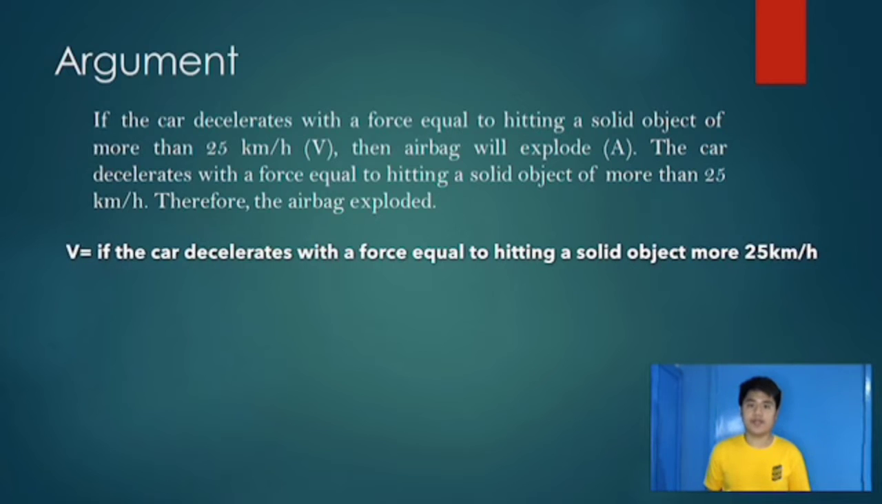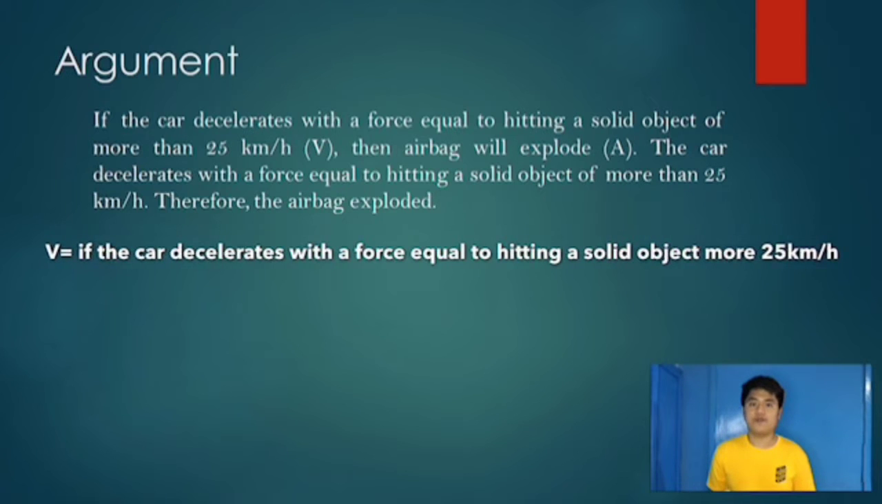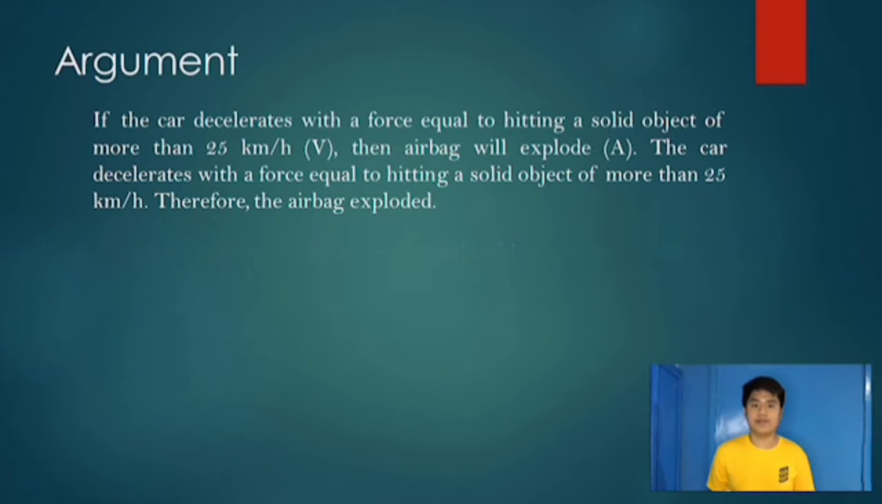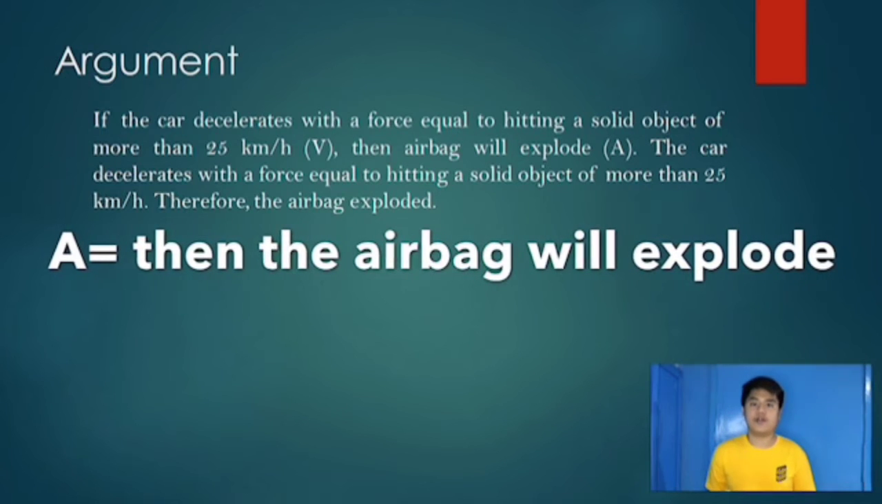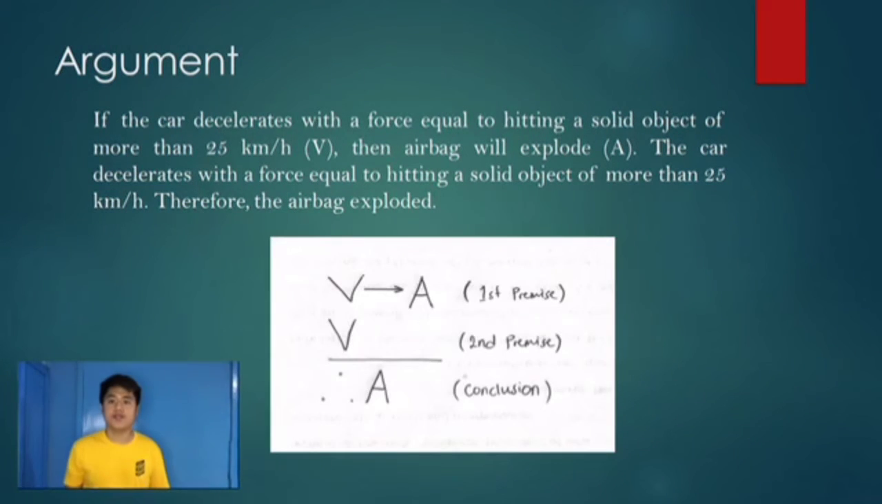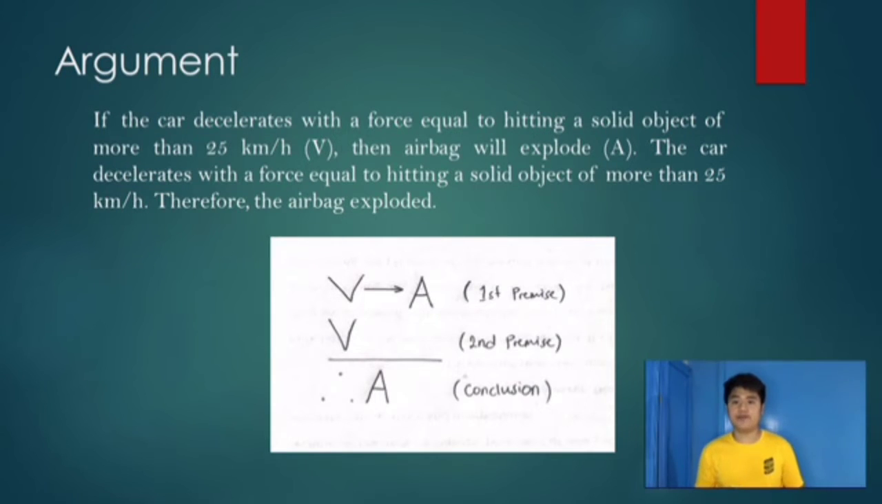Now let's symbolize the argument. Let V be the statement, if the car decelerates with a force equal to hitting a solid object of more than 25 kilometers per hour. Let A be the statement, then the airbag will explode. Then the argument has this symbolic form. The upper part is the first premise. It shows that V implies A. The middle part is V, which is the second premise, and the last part is the conclusion.